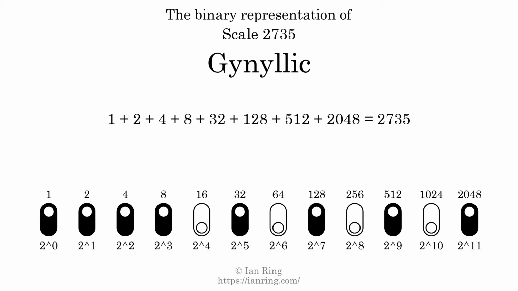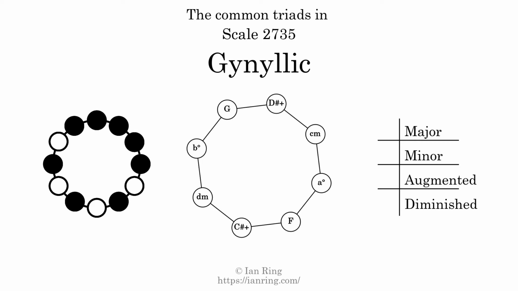2735. The scale number not only enumerates the scale with a unique index, but it also literally describes the tonal content of the scale. Represented as a binary number in base 2, the scale number is 101010101111. Here are the common triads present in this scale.